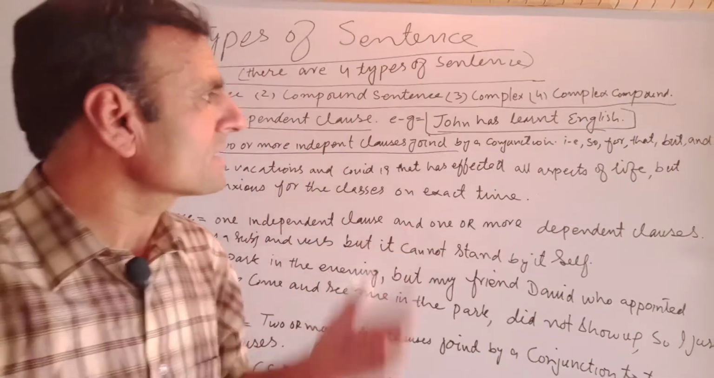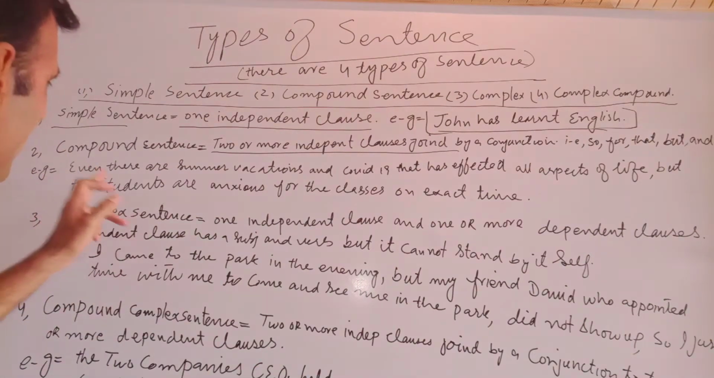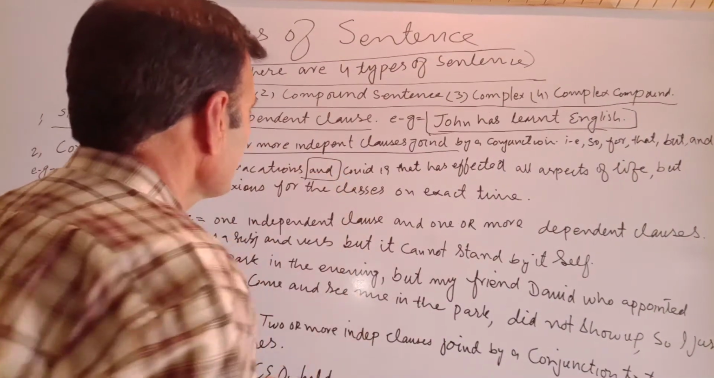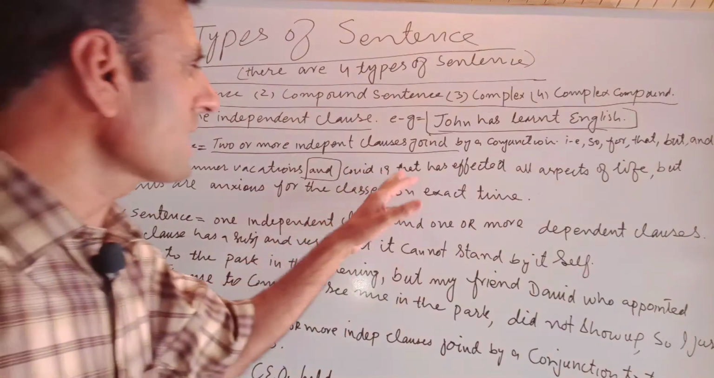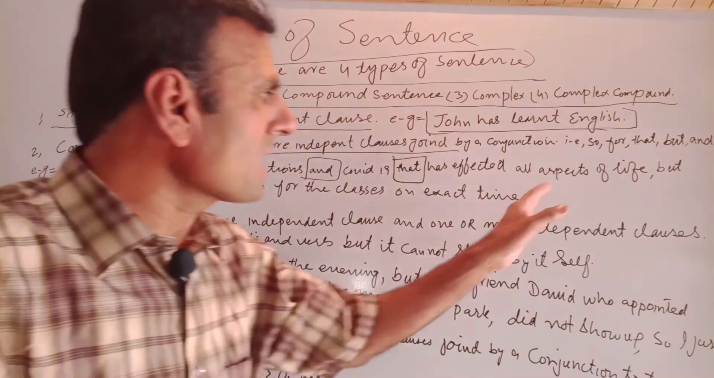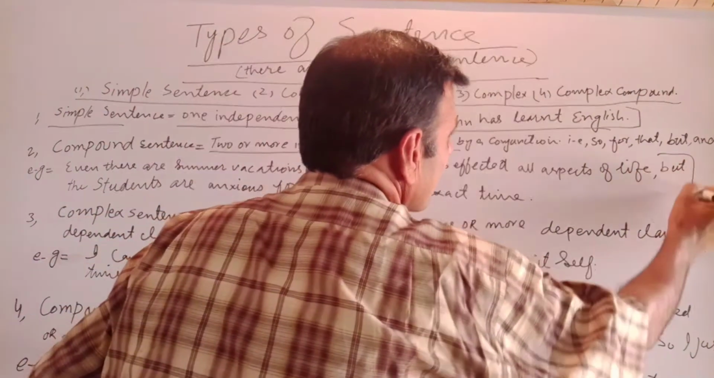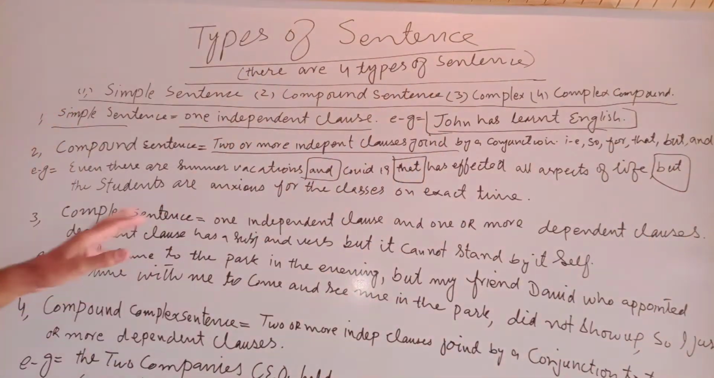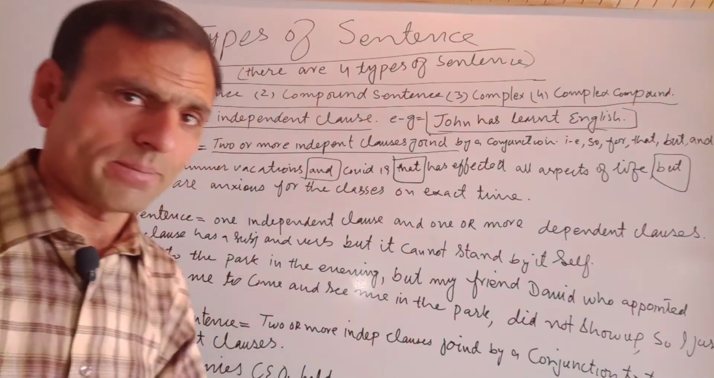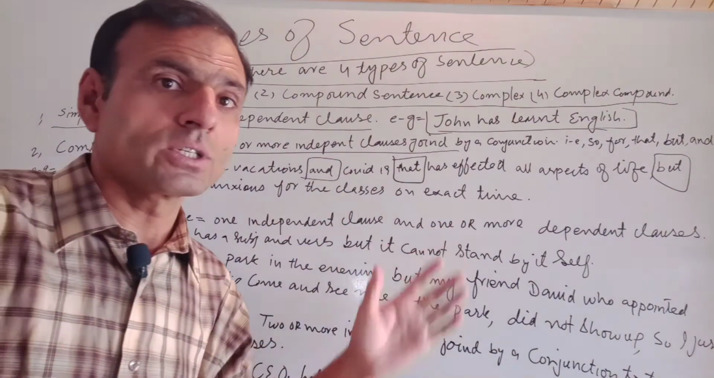so, for, and, etc. For example, see here: even though there are summer vacations, and this is a conjunction joining 2 clauses, and COVID-19, that is again a conjunction, has affected all aspects of life, but is a conjunction again, joining 2 clauses. But the students are anxious for the classes on exact time. This is the example. We joined more than 2 independent clauses.